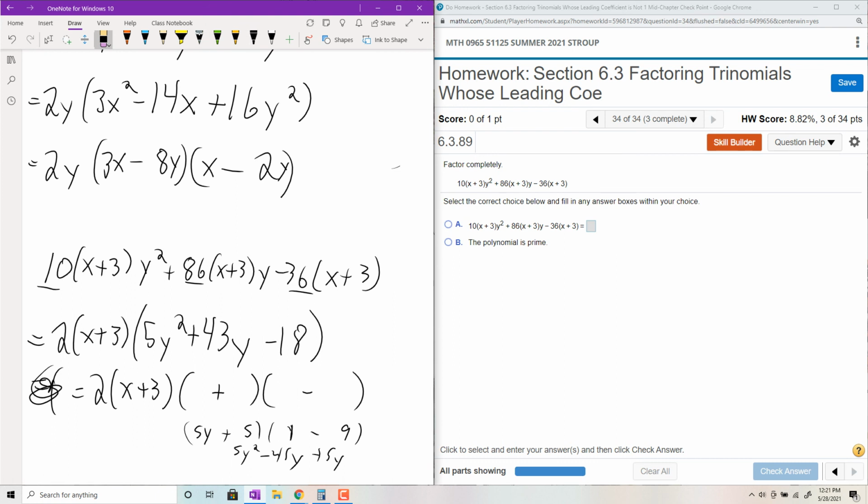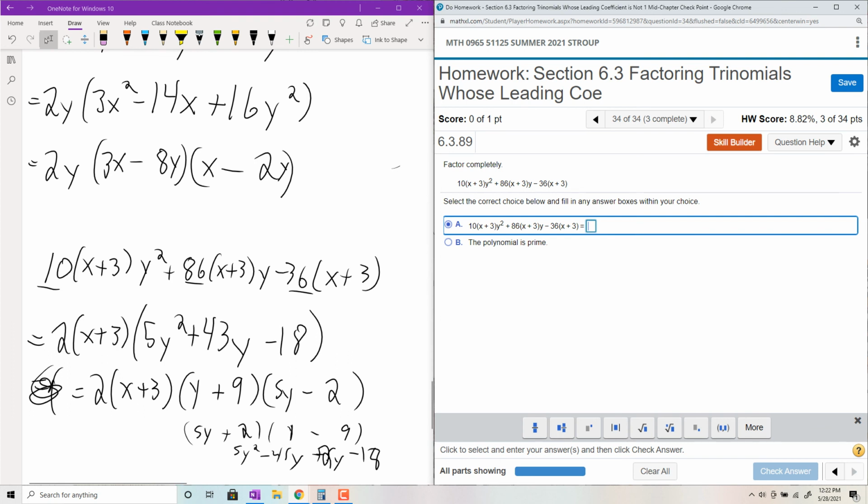Sorry, this term here should be 2, right? And then that'll work. Okay. Sort of. So first 5y squared, outer negative 45, inner plus 2y, and then last minus 18. So the problem here is we got the sign wrong. We got minus 43, we want plus 43. So you just go 5y minus 2, and then y plus 9, and that should do it.